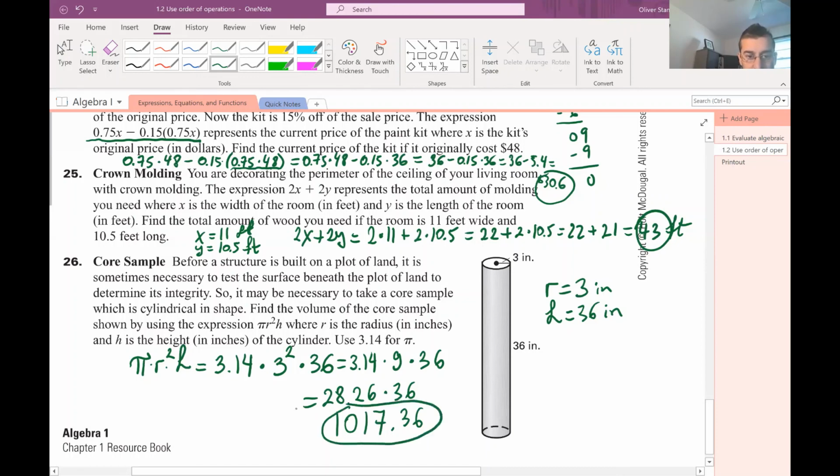Since this is find the volume, and we have the unit of measure inches, this should be inches cubed, right? Volume is always cubed. Whatever the unit of measure is, cubed.